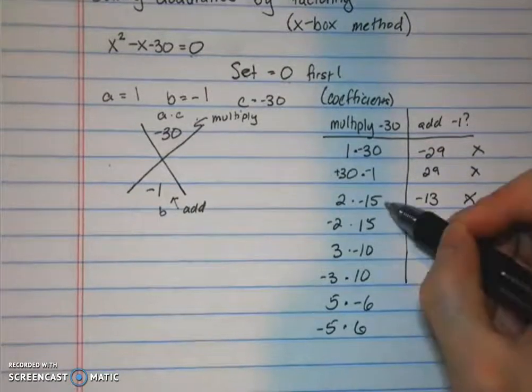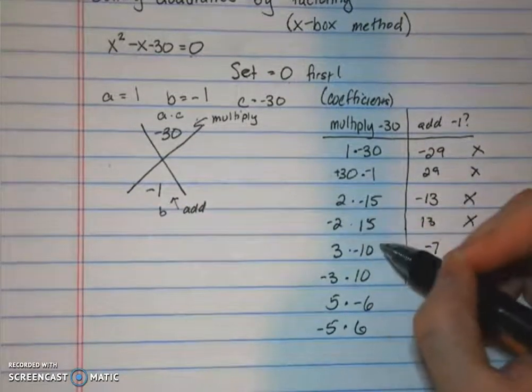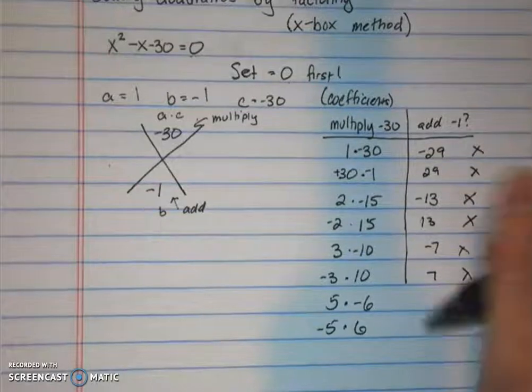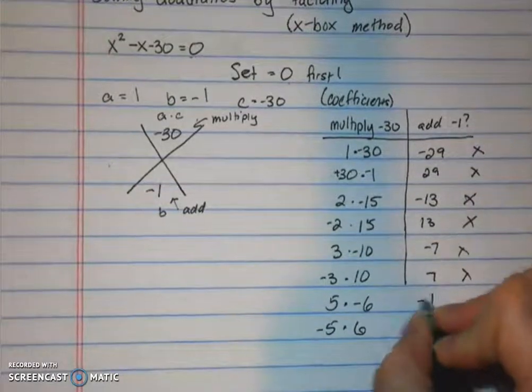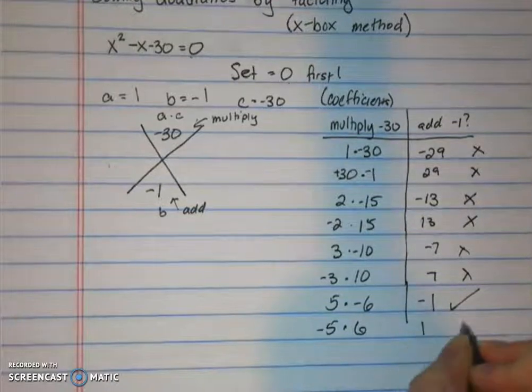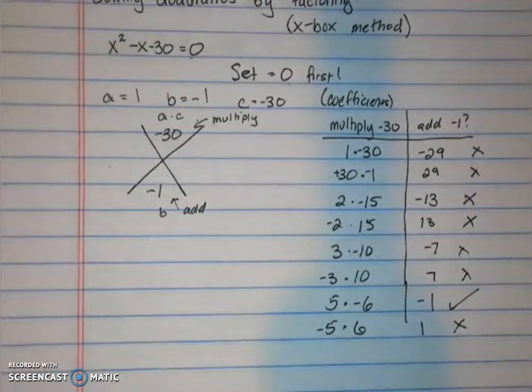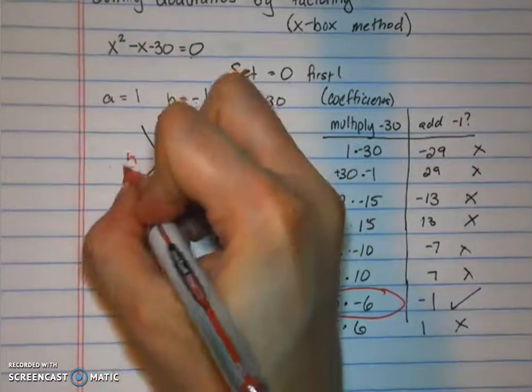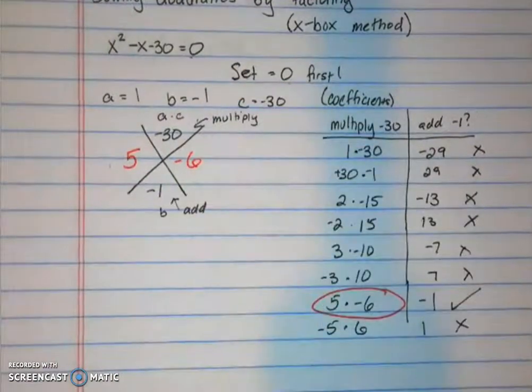You notice every time I'm making a pair, I am listing both possibilities for the sign to make sure I get the exact right pair. Now 5 plus -6 is -1, and that is what we wanted. This one would give us positive 1, which was not what we want. So we know that our two values are going to be 5 and -6.